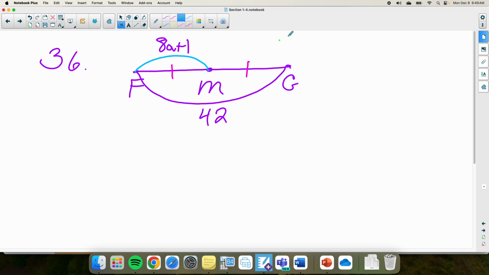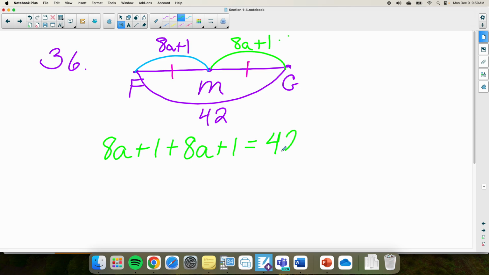If this is equal to that, and this is 8a plus 1, what do we think this would be? 8a plus 1. And then I go back to how we learned earlier last week, where we add this plus this equals 42. Okay, then 8a plus 8a is 16a. 1 plus 1 is 2, and that equals 42.